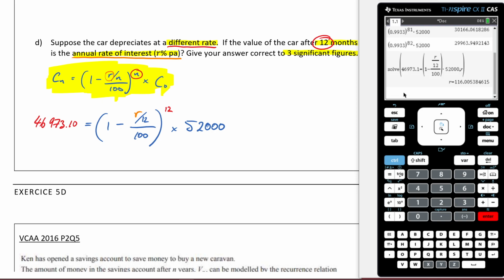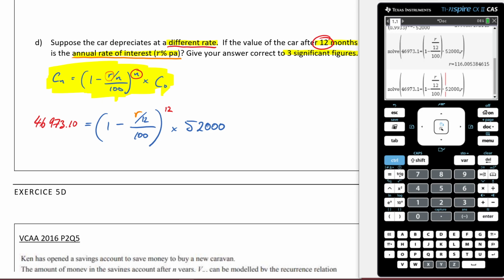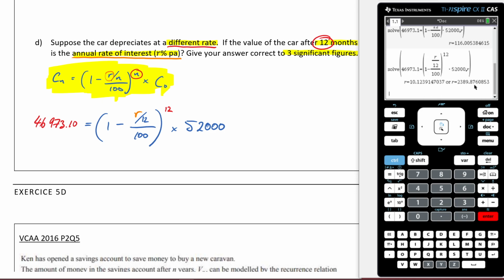And now, does that look like a reasonable answer? 116. That's what the annual percentage rate is? No, something's gone wrong here. So let's look through what we've put in wrong. So I put in 46973 brackets 1 minus R on 12 over 100. Oops, I forgot my raising to the power of 12, people. Got to raise to the power of 12. So always look and see if your answer makes sense. If it doesn't, probably done something wrong.